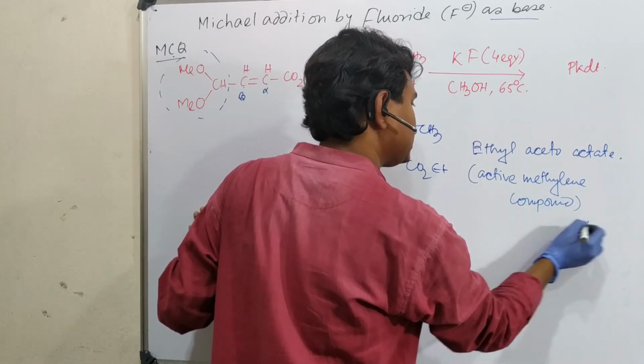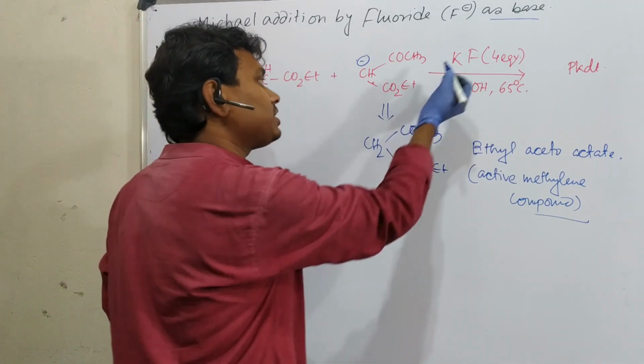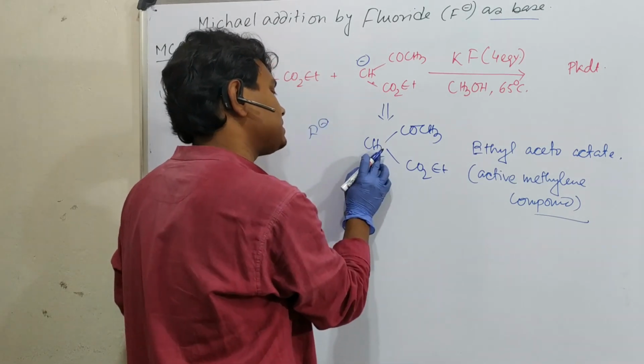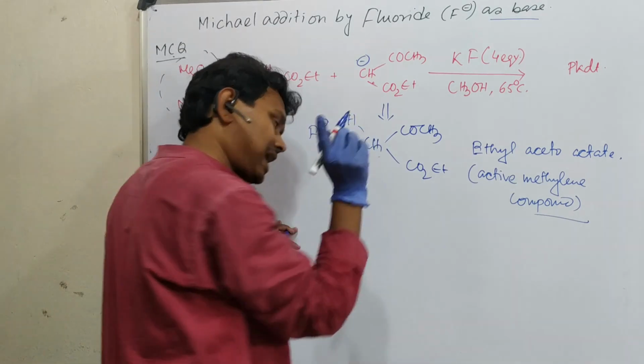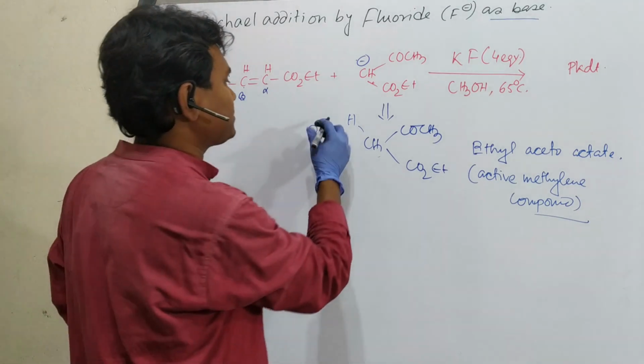Okay, this is an active methylene compound. Consequently, this proton is sufficiently acidic such that fluoride can act as a base. I know you will say, sir, how? I'll explain. Don't worry. So, fluoride can act as a base and abstract it.